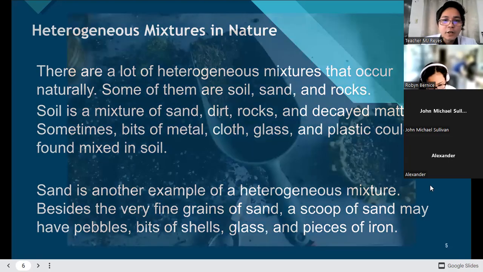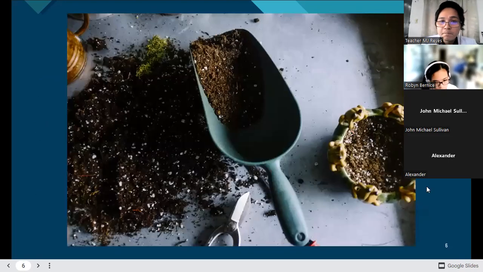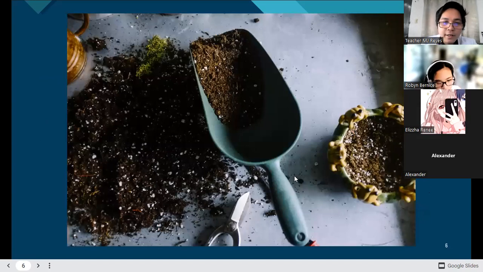Do you have any questions so far? Just like in our soil here, it has rocks in it, and also bits of white rock. What else? Dead organic matter. Those are the components of the soil, which makes the soil a heterogeneous mixture.